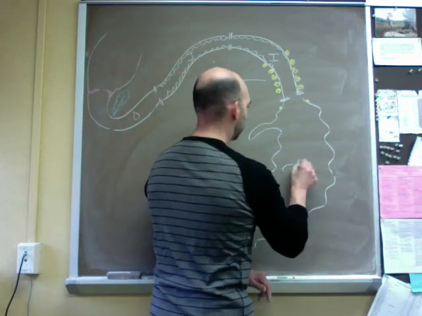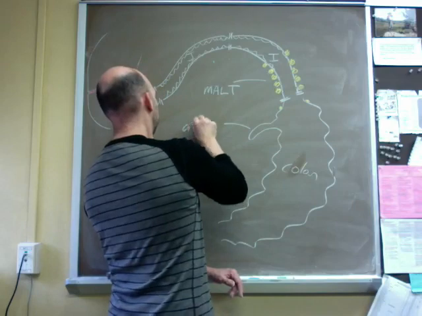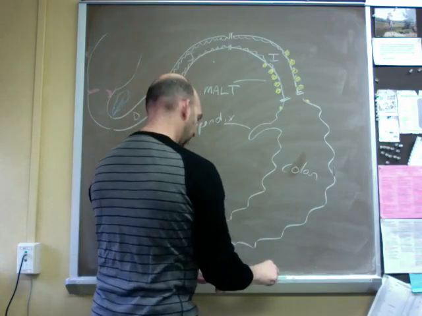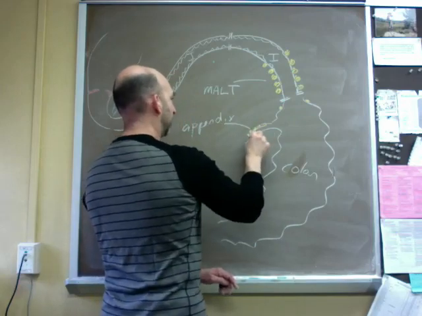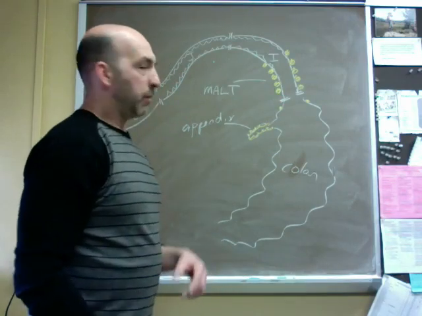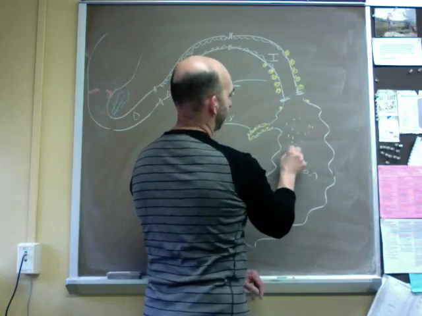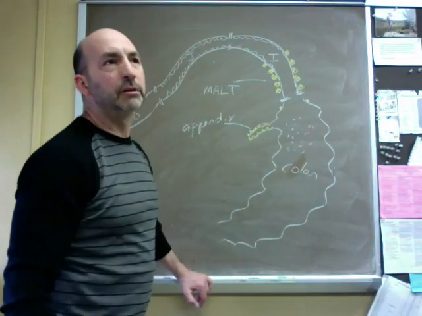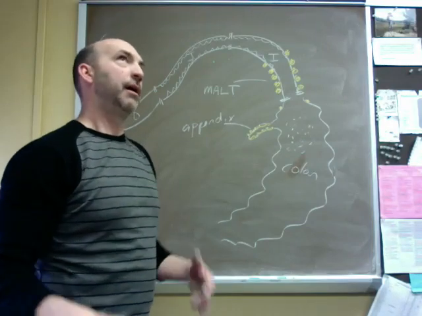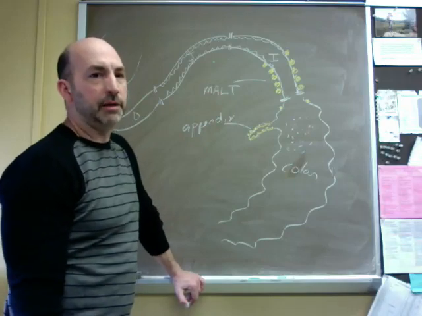This is colon. This is actually the appendix, which actually has a high density of lymphatic tissue. Some yellow there. Why so much lymph tissue? Probably close to half of the cells of your body, I don't want to call it of your body, but associated with your body, are bacteria within the GI tract.